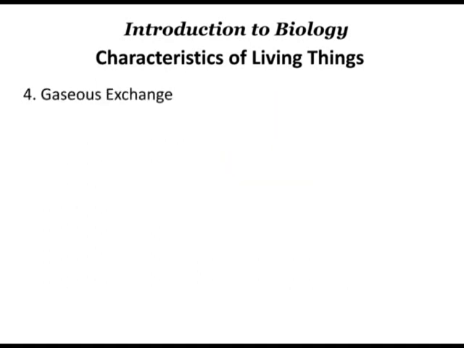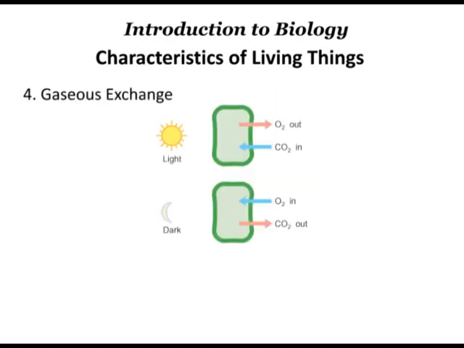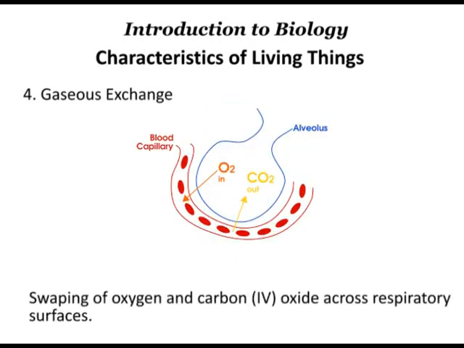Oxygen and carbon dioxide are the two main respiratory gases. Oxygen required for respiration is obtained from the atmosphere. The carbon dioxide generated has to be released into the atmosphere. During photosynthesis, plants take in carbon dioxide and give out oxygen. This swapping of gases is called gaseous exchange and occurs across respiratory surfaces like leaves and the alveoli.